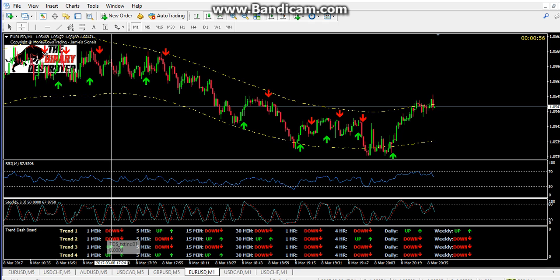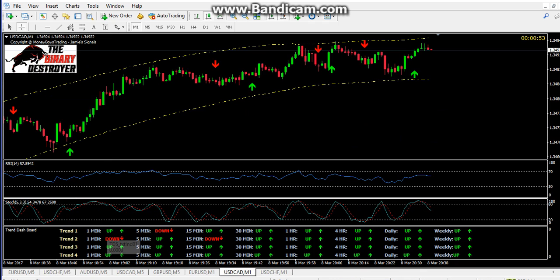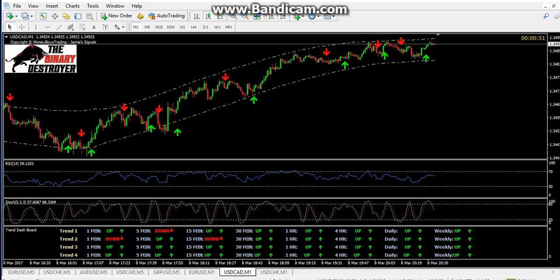The trend dash isn't really telling me a lot at the minute because it doesn't know what's happening. I'll try and explain to you what the trend dash means. You've got 1 minute, 5 minute, 15 minutes. They are the time frames. So in the 5 minutes, we're clearly in an uptrend. 15 minutes uptrend, 30 minutes uptrend, etc.